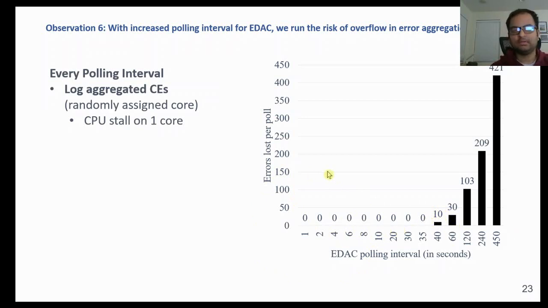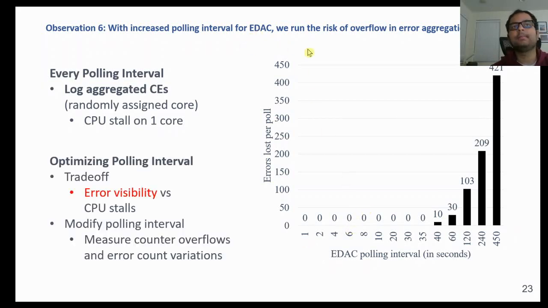So let's say our remediation policy is based on swapping memory at tens of correctable errors per second. And if we start losing visibility on memory errors, then our remediation policy is going to be inaccurate because of the errors that we have lost in our monitoring. So here, the y-axis is the errors lost per poll, and on the x-axis, we have the polling interval again. And we see that with increased polling interval for EDAC, we run the risk of overflow in error aggregation. And this is to be avoided as this causes us to have issues and bugs in our remediation expectations that are set across our service owners.